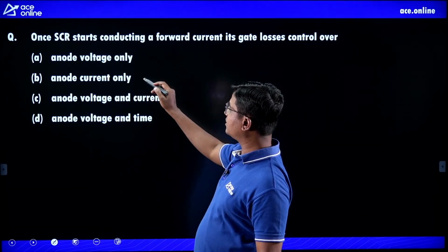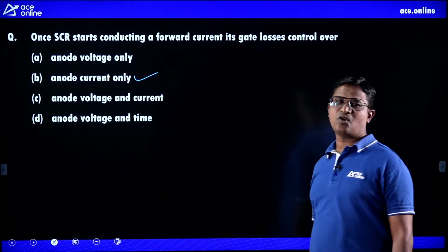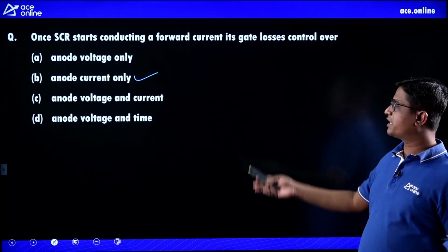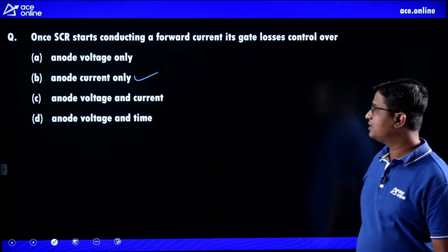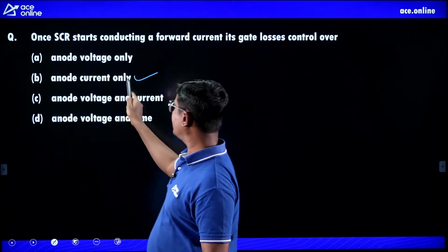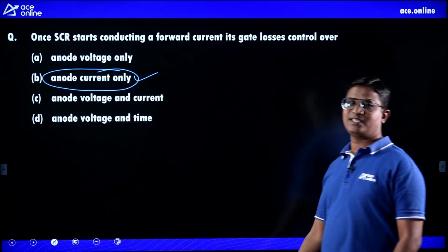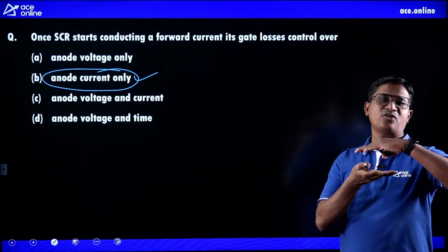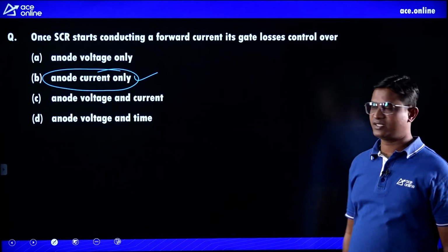Yes, gate current loses control over anode current only, because when SCR is in on state, your gate current and anode voltage do not have any relation. Only control over anode current is lost. Because when SCR is in on state, the voltage across anode and cathode of the SCR is very small, that is the on state voltage drop.